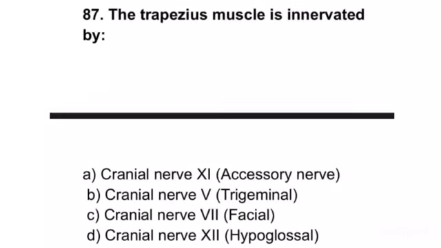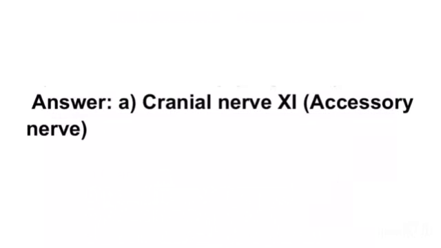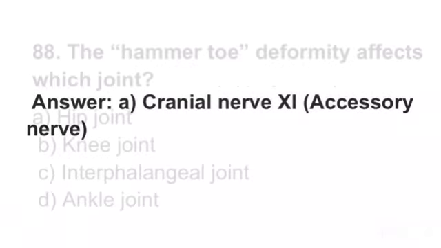87. The trapezius muscle is innervated by A. Cranial nerve 11, accessory nerve. B. Cranial nerve V, trigeminal. C. Cranial nerve 7, facial. D. Cranial nerve 12, hypoglossal. Answer, A. Cranial nerve 11, accessory nerve.